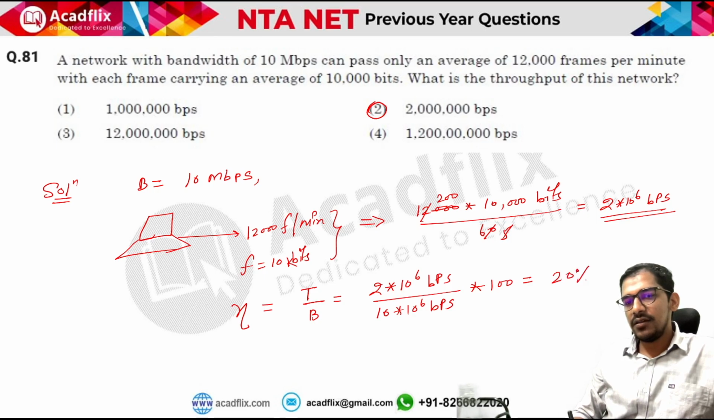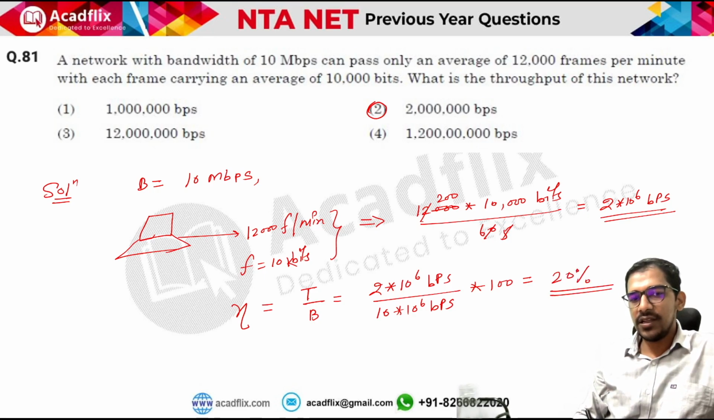This means that efficiency is 20%, meaning the network is not using its full capability. It is only using 20% of the capability the network can use. The network can use 10 megabits per second, that means the network is capable of 10 megabits per second, but the station is generating only 2 into 10 to the power 6 bits per second.